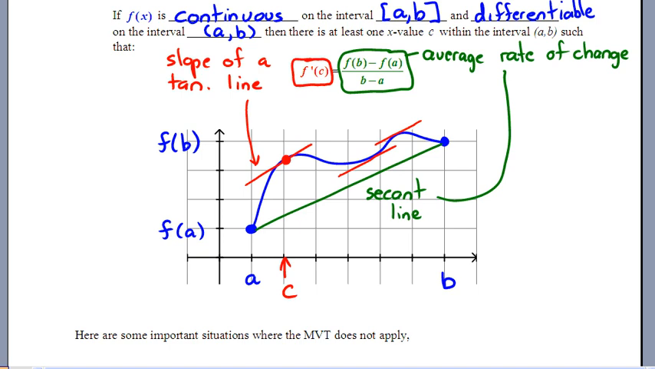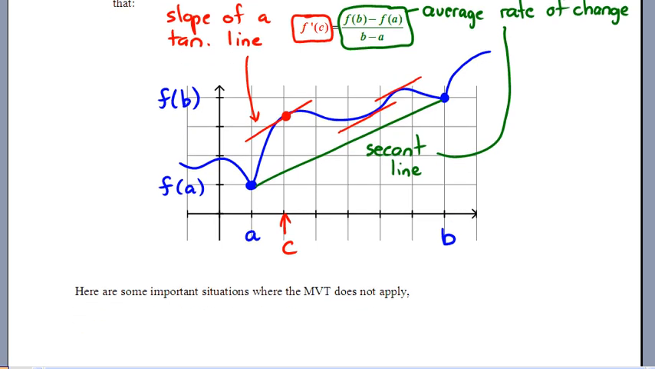Now, I've only just taken a little small picture of that function. It could actually continue to the left and to the right, beyond a and b. When it does continue, it doesn't have to be smooth, right? So I could actually have a cusp here, and I could have a cusp there. That's totally fine. It just has to be smooth inside that interval from A to B.